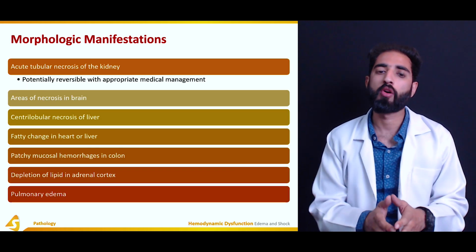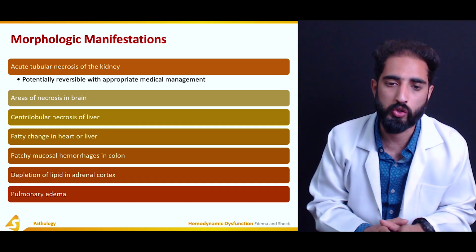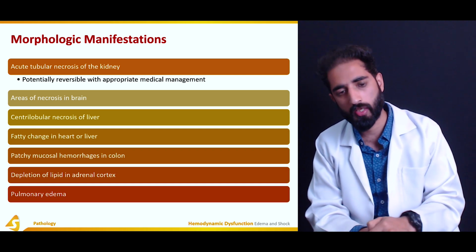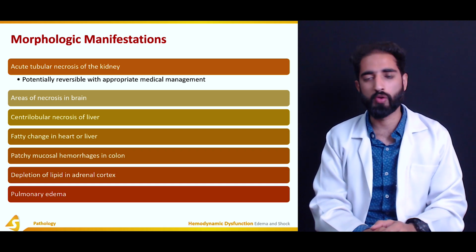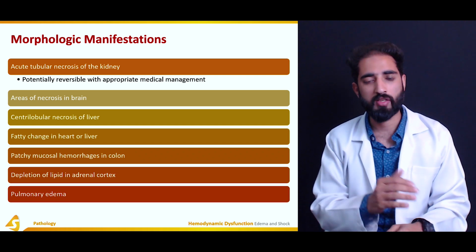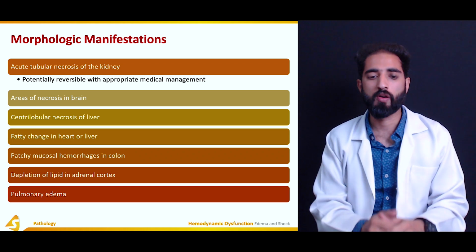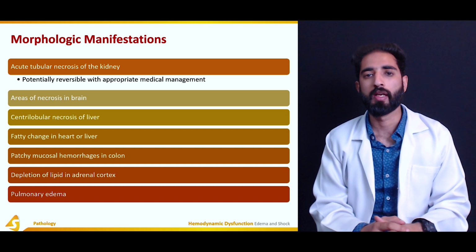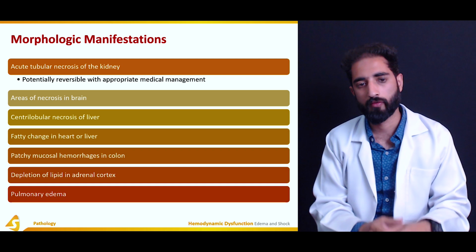Now, what are the morphological manifestations of shock? First of all, and most important, is the acute tubular necrosis of the kidney, which is potentially reversible with appropriate medical management. Others include areas of necrosis in the brain, which is not reversible, centrilobular necrosis of the liver, fatty changes in the heart and liver, patchy mucosal hemorrhages in the colon, depletion of lipid in the adrenal cortex, and pulmonary edema because of left ventricular failure.